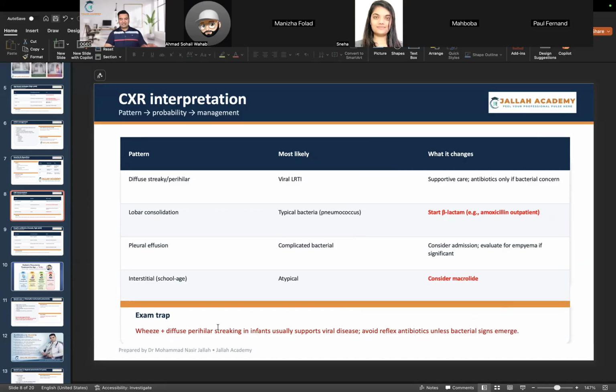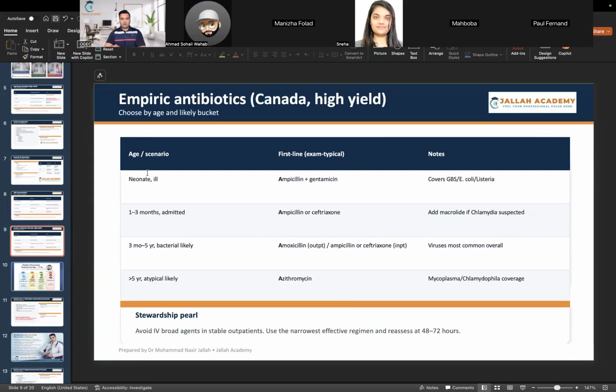So it means if you see anyone less than 5 years of age and the patient has wheezing and also the characteristic finding of X-ray, which is the perihilar or diffuse streaky pattern, then in that case, just treat it as a viral infection.